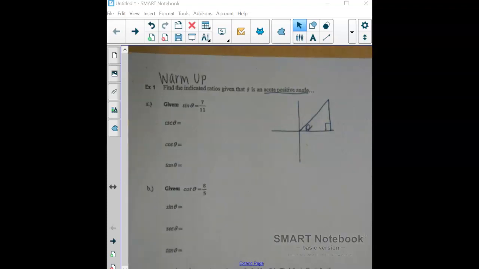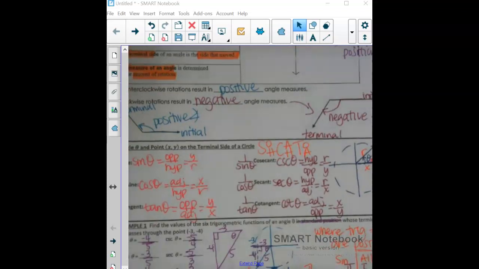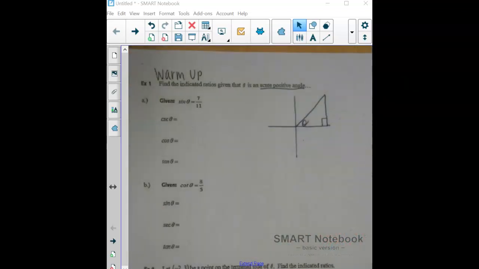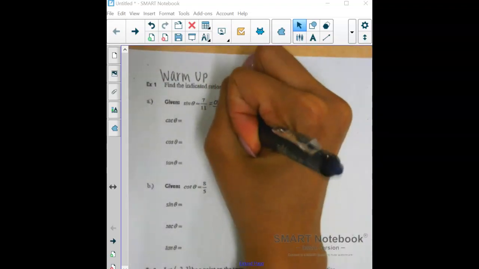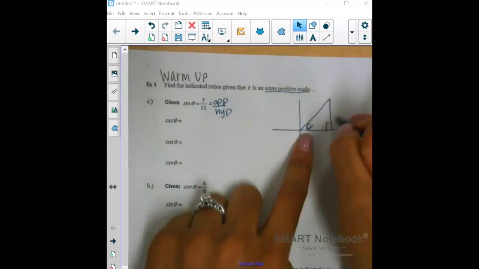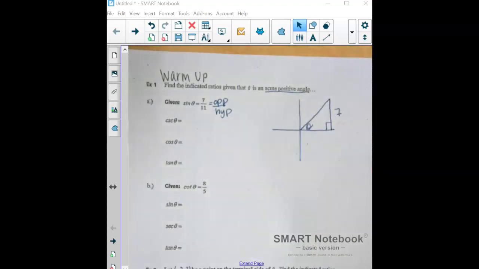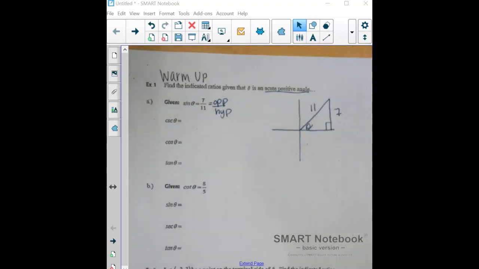Okay, so we need to think back to sine. If you think back to the notes that we did over sine, cosine, and tangent, we've been doing that quite a bit lately. This is your notes from last time. Sine is opposite over hypotenuse. So I'm just going to use that to help me with graphing it. So sine is opposite over the hypotenuse. So from theta, which is here, I'm going to go opposite of that, which will be 7, to the hypotenuse, which is directly across from your 90-degree angle, which is 11.